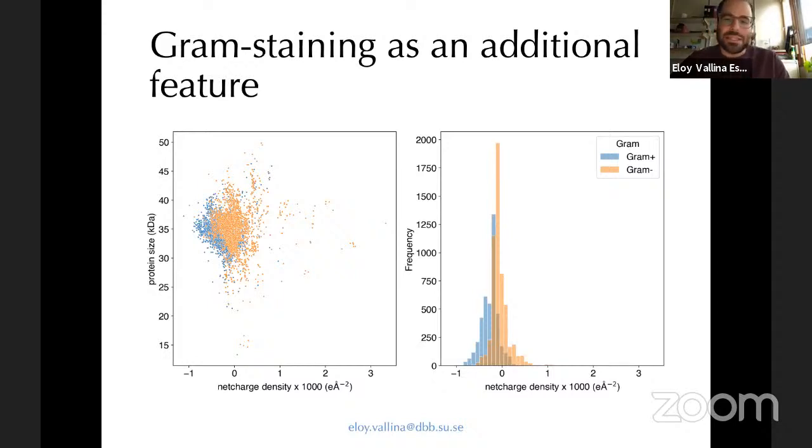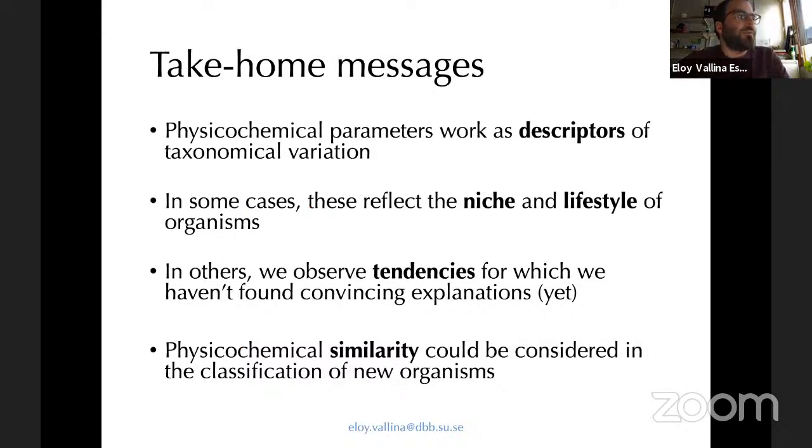But this is the basic observation that I wanted you to see today. The take-home message from these projects that I'm hoping you remember is that we can use physical-chemical parameters as descriptors of taxonomical variation. And they are much more simplistic than proper phylogenetic analysis. They don't replace it, but they might be complementary to proper phylogeny.